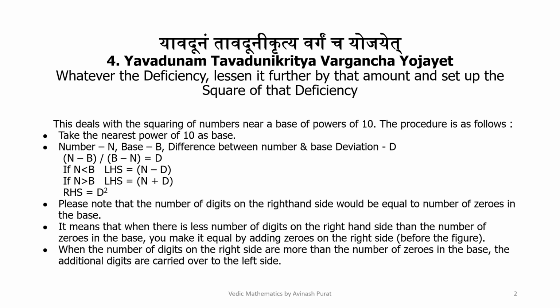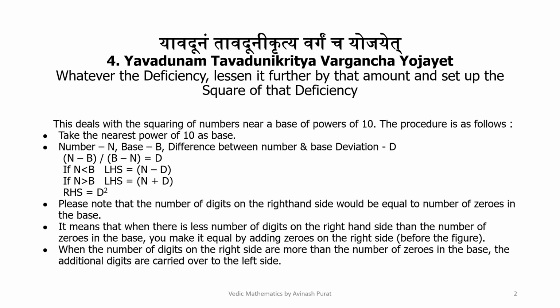Take the nearest power of 10 as base. Number n, base b, the difference between number and base, the deviation, is d. So n minus b or b minus n is d. If n is less than b, that is, the number is smaller than the base, LHS equals n minus d, number minus deviation. If n is greater than b, that is, the number is more than base, LHS equals n plus d, number plus deviation.